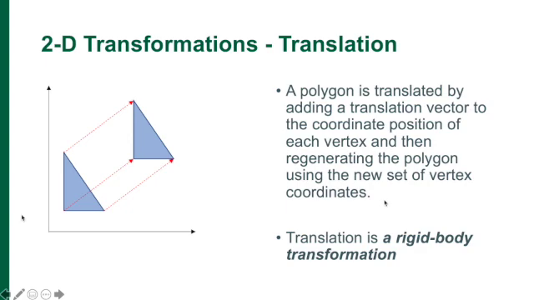In the case of a polygon, it is translated by adding a translation vector to the coordinate position of each vertex and then regenerating the polygon using the new set of vertex coordinates. We can observe this with the red arrows in the graph to the left. A translation is a rigid body transformation. This means that the object or polygon, the triangle in this case, is not deformed during the transformation.